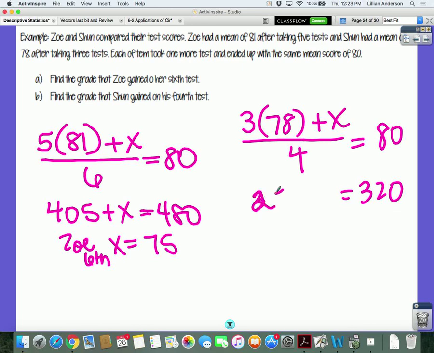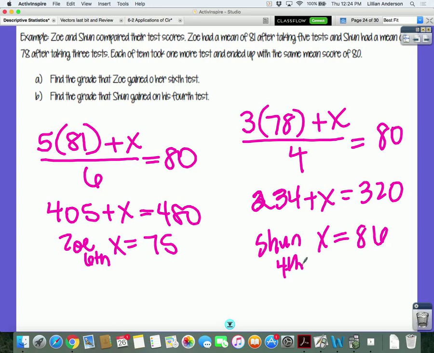254? 34? So he'll need to get an 86. Be very helpful as well on your SAT, ACT if they ask you anything similar to this. Questions?